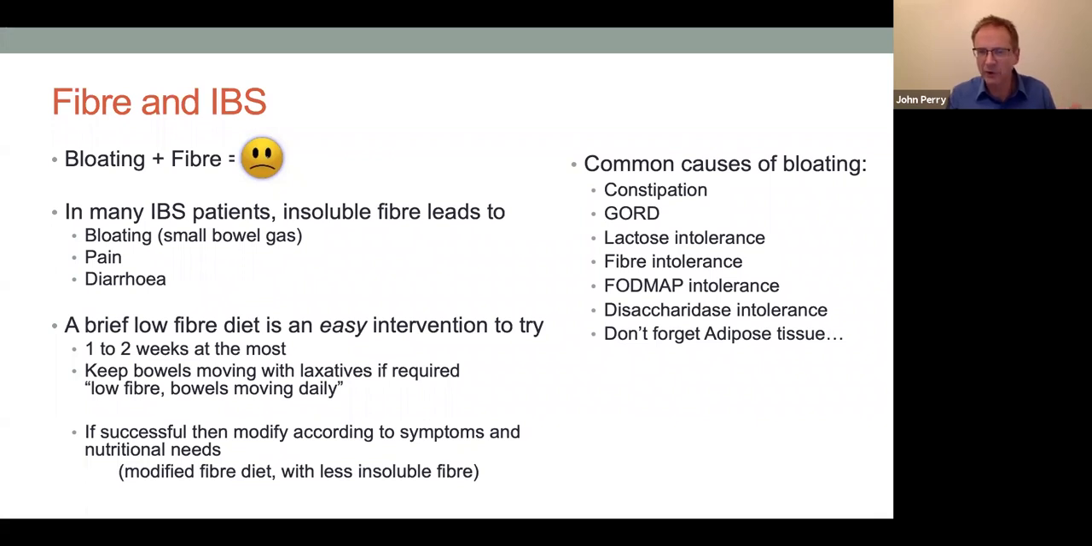So fibre is a good thing to look for, okay? It's a worthwhile thing to pick off. All the patients know that high fibre should be good for them, but for a bunch of them, low fibre is what they need. Bloating is a relatively difficult symptom in some patients. For some it's as easy as constipation, some it's reflux, lactose intolerance, this fibre thing I was talking about. Some will have FODMAP intolerances, there's disaccharidase intolerance as well, which is in the fine print further on. Some of them are just overweight.